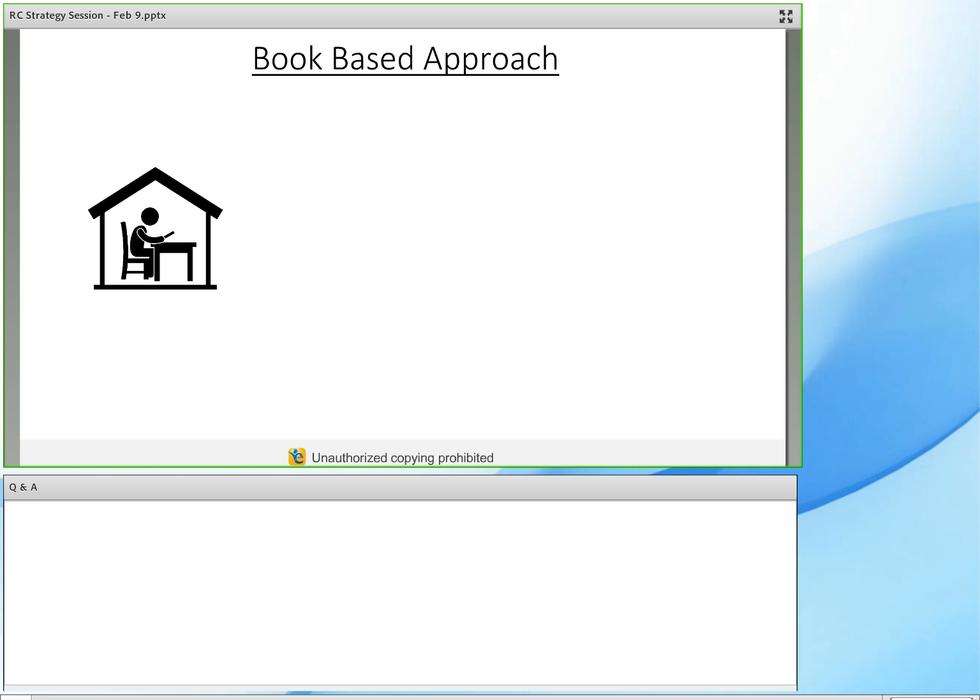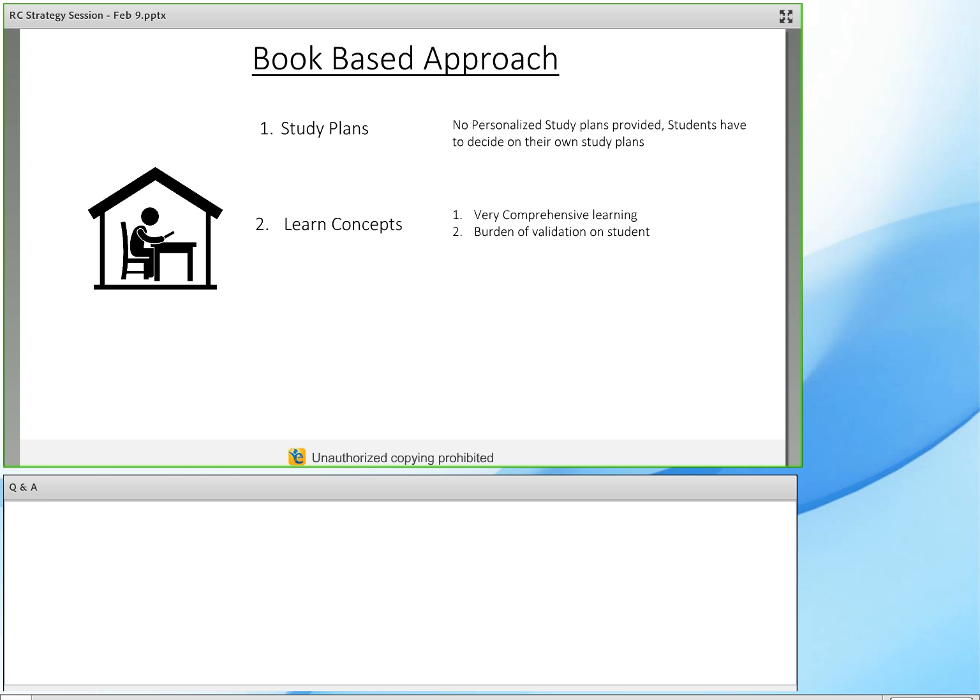A book-based approach is all about autonomy, which means when you start studying from books, you may get some study plans, but is that study plan customized to you? To customize the study plan is something you have to do. So you essentially decide this path towards your goal. Once you've decided that path, you learn concepts. There are a good number of books that will teach you concepts really well, but the burden of validation as to whether you've learned those concepts or not relies completely on you.